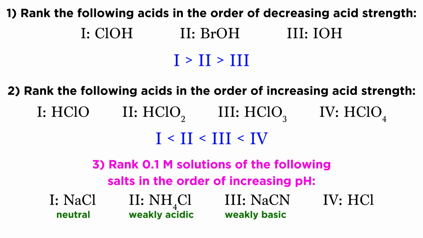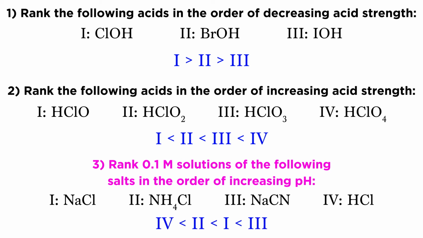That CN- ion is very weakly basic and will generate an equilibrium with water molecules and generate some hydroxide ion, just a little bit. And then hydrochloric acid is a very strong acid. As we know, it will essentially completely deprotonate and generate lots and lots of hydronium ions. So we needed to know that in order to put these in the correct order.